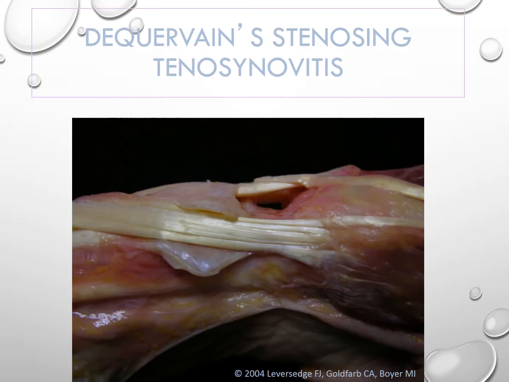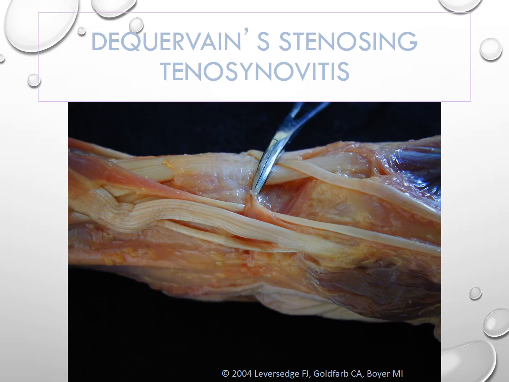Here we can see a release of the dorsal aspect in order to leave a shelf for the tendons to not sublux volarly. And here we can see a separate subcompartment for the EPB tendon.